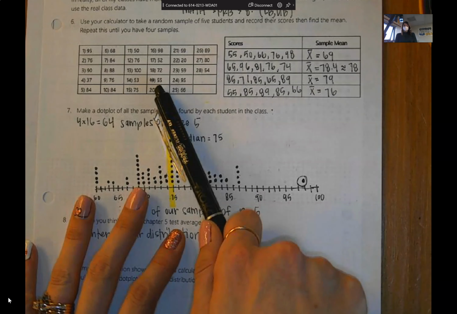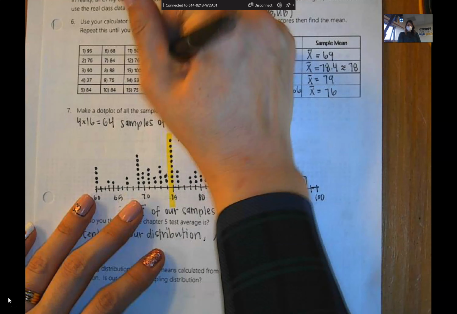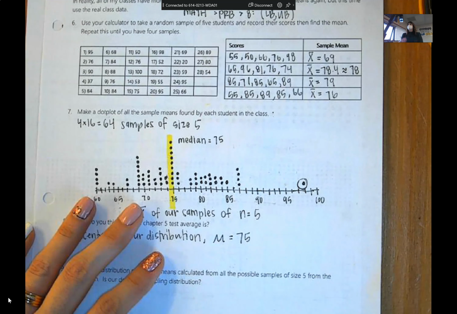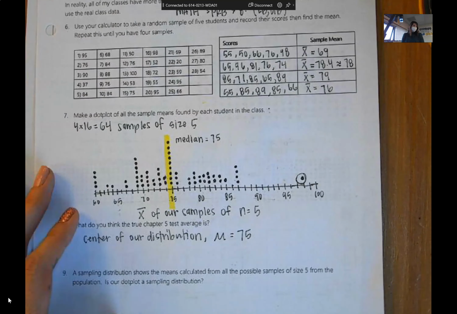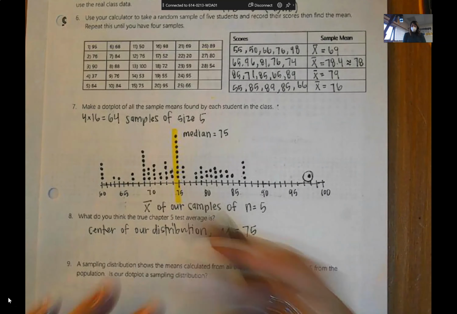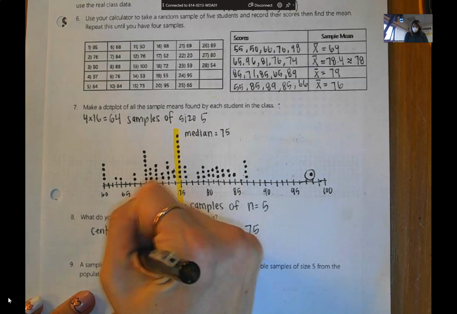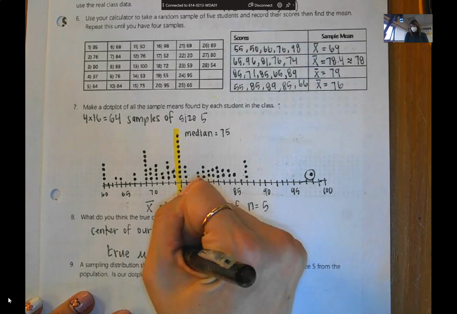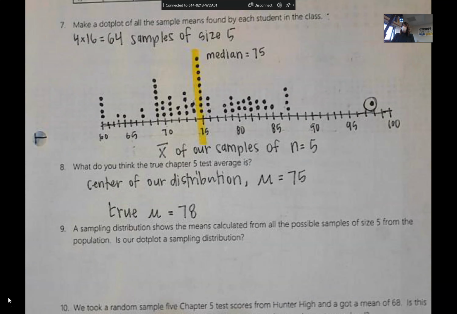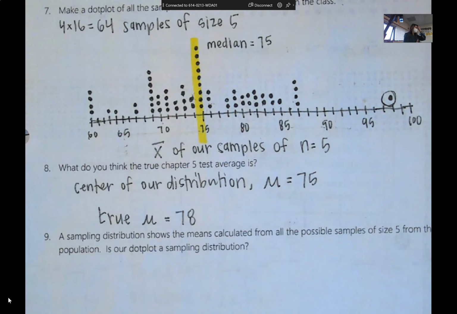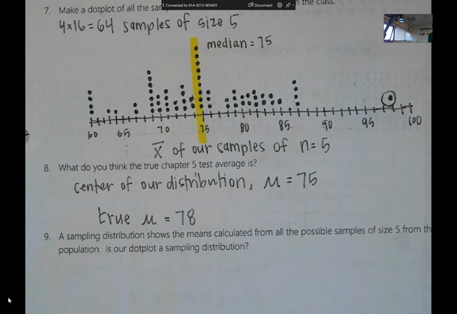Luckily, 28 test scores is not unreasonable to average. If we plug that into our calculator, the true mu is actually 78. So if you plug all 28 of those values in, the true one is 78. Our estimate is pretty close.